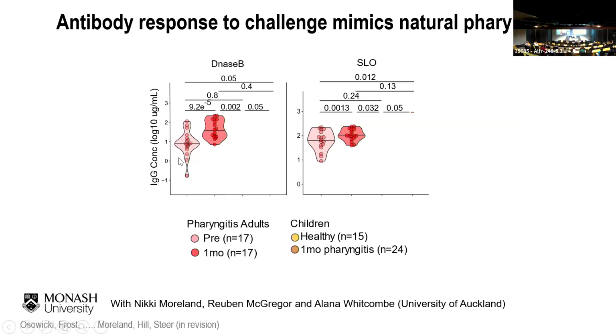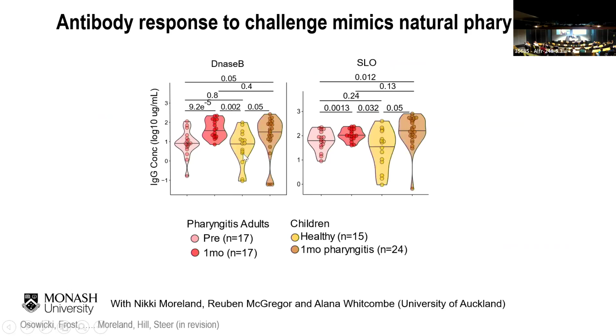So shown in red here are the human challenge adults. And this is compared here for these 2 antigens that are used clinically to define strep pharyngitis. And this is cohorts of children from New Zealand. They are different children because they're not paired here. So healthy children and those that had a pharyngitis episode confirmed a month previous. And what you can see is the magnitude of change pre and post pharyngitis mirrors what you would see in children.